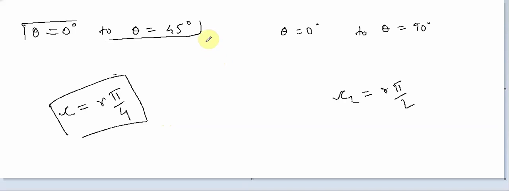Since doubling the angle doubles the arc length, we can say that theta is directly proportional to s, or s is directly proportional to theta. You notice in both cases the constant is r, the radius of the circle, which is a constant. So the constant of proportionality is indeed the radius of the circle, and therefore we can write s equal to r theta for a circle.